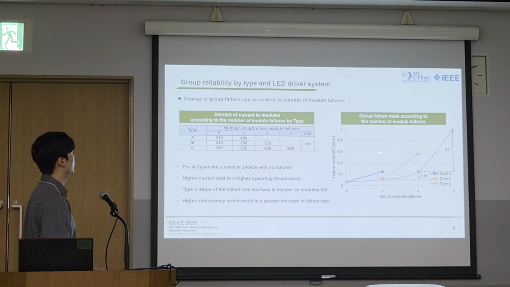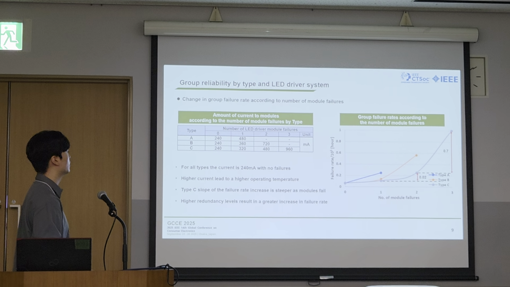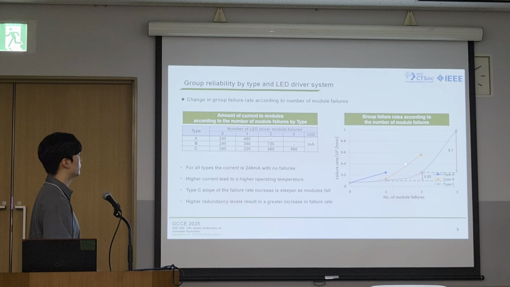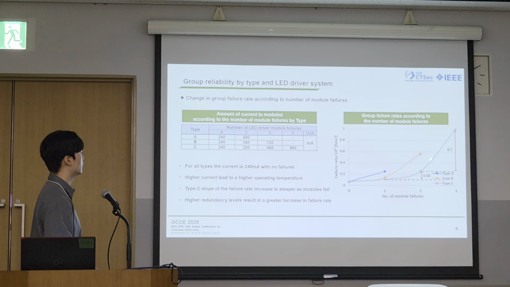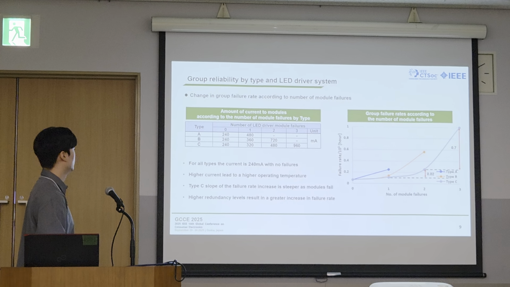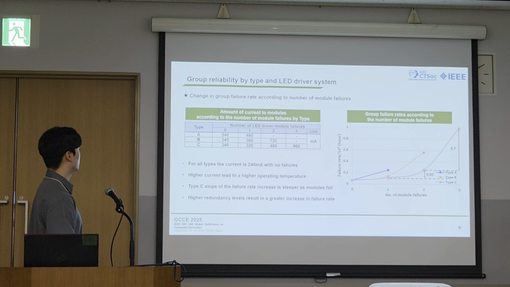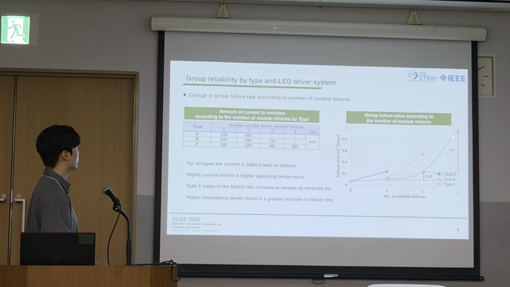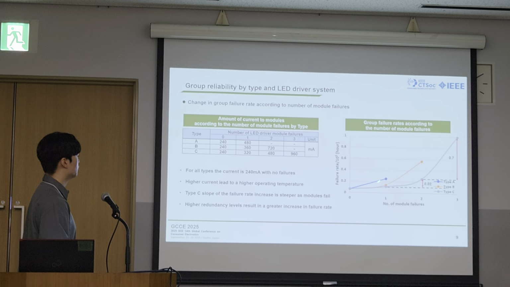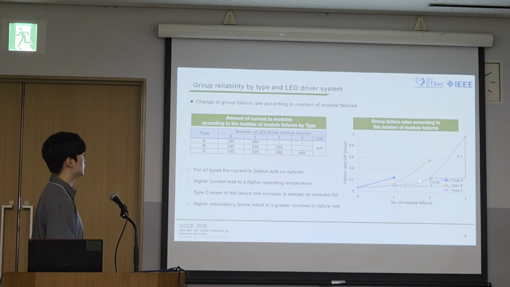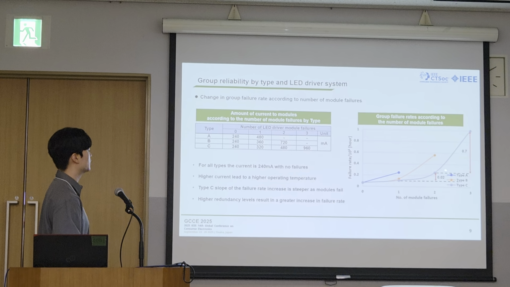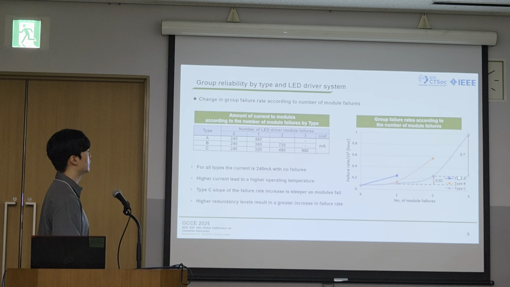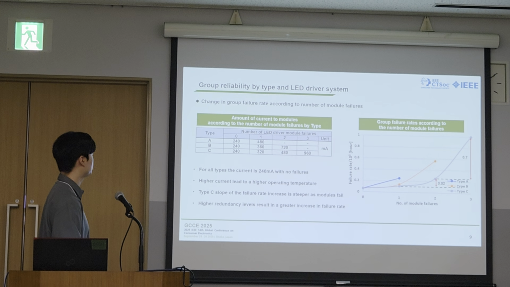And the graph shows the group failure rate according to the number of module failures. Here, the blue line is type A, the orange one is type B, and the gray one is type C. As you can see, the slope of the failure rate increase for type C is steeper as modules fail. For example, for module failure from 1 to 2, the failure rate increases by 0.02. However, from 2 to 3, the failure rate increases by around 0.7.